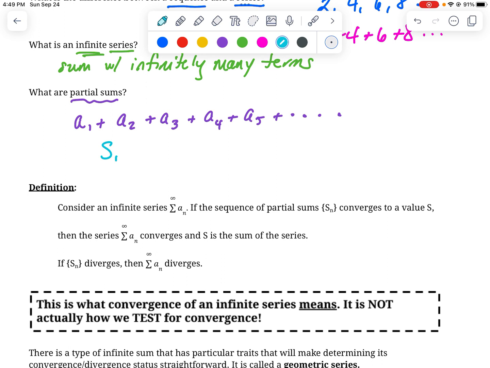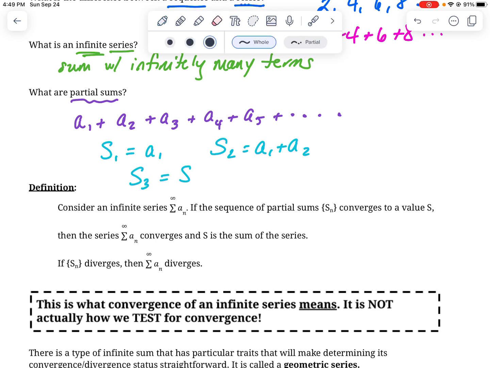So S sub 1, the first partial sum, would just be the first term, whereas the second partial sum would be the first two terms added together, whereas the third partial sum would be the first three terms added together, and so on.